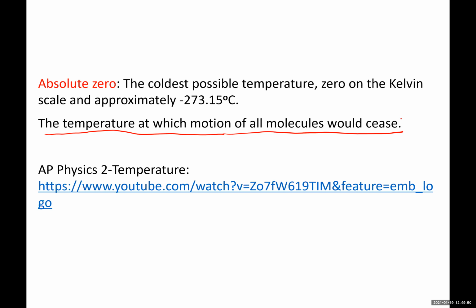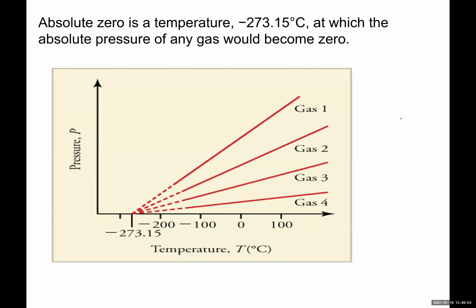We can see this in terms of a graph. Along the y-axis we have pressure, and along the x-axis we have the temperature in the Celsius scale. The experimental fact is this: if you take any number of ideal gases and plot pressure versus temperature, they all meet at a particular temperature, minus 273.15 degrees Celsius. This means at that temperature, the pressure is zero.